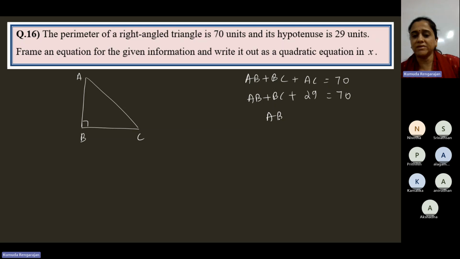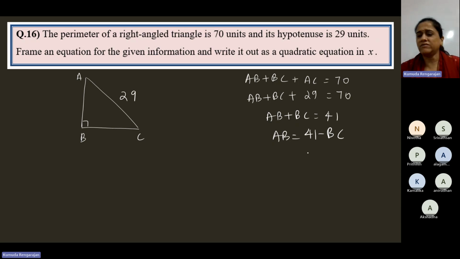So we have AB plus BC is equal to 70 minus 29. How much is that? 41. So AB plus BC is 41. What's the length of the hypotenuse? 29. Now what is AB plus BC? 41. So then what is AB? 41 minus BC. Or what is BC? 41 minus AB. Anything you can take. If you take BC as BC, then what is AB? 41 minus BC.